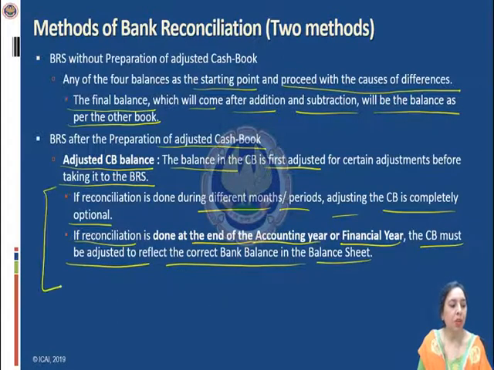So you must remember that a BRS is prepared either during the financial year or at the end of the financial year. If it is during the financial year, it is optional to make the adjusted cash book. That means without adjusting the cash book also, all the transactions or entries can be taken into the BRS. Whereas if you are making the BRS at the end of the financial or accounting year, and there is a difference in the opening balances, then it is compulsory to prepare the adjusted cash book first. Afterwards, proceed towards the BRS. How to proceed in these cases, we will learn in the subsequent slides.